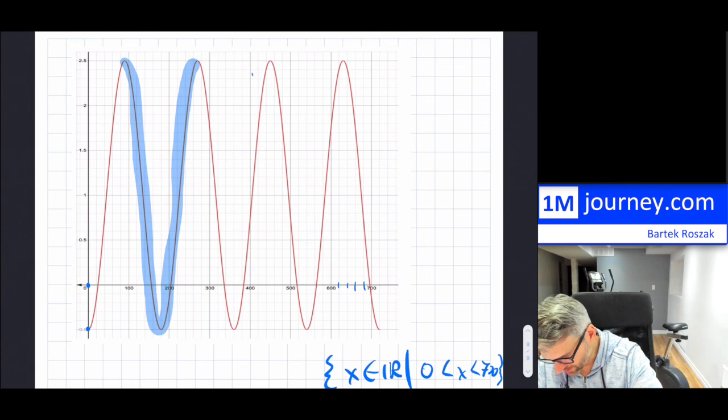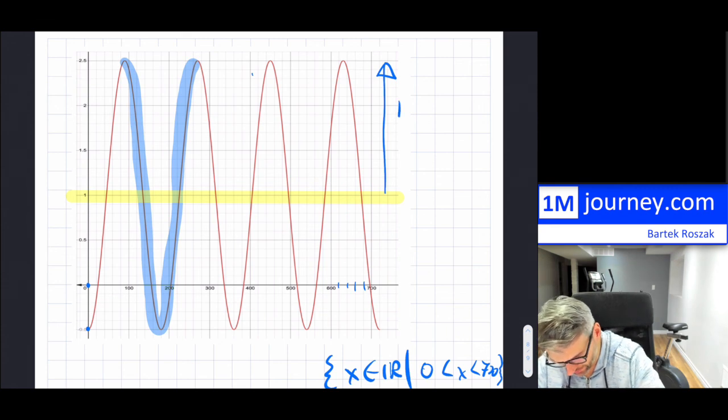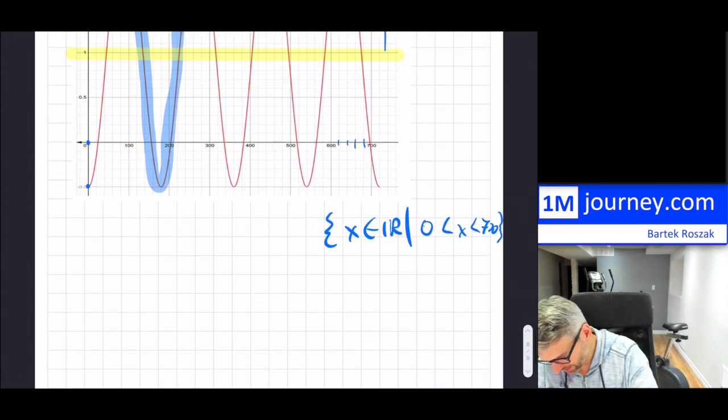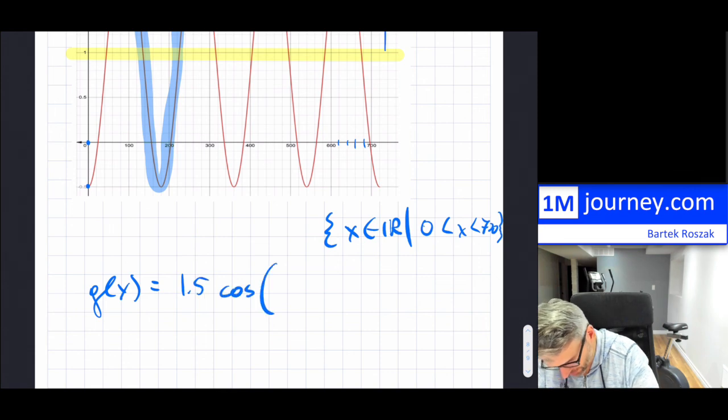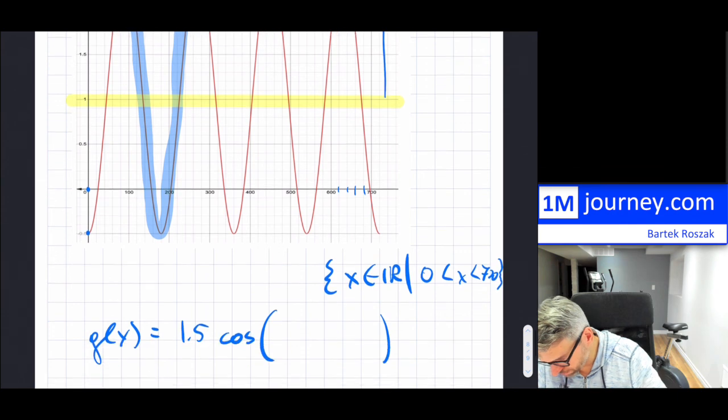So that means this is my midpoint of the range, right? That's the midpoint right there. So here's your amplitude then, which is going to be 1.5 for your cos. So whatever, g of x, let's write it. It's 1.5 cos. We brought it up by 1, plus 1.